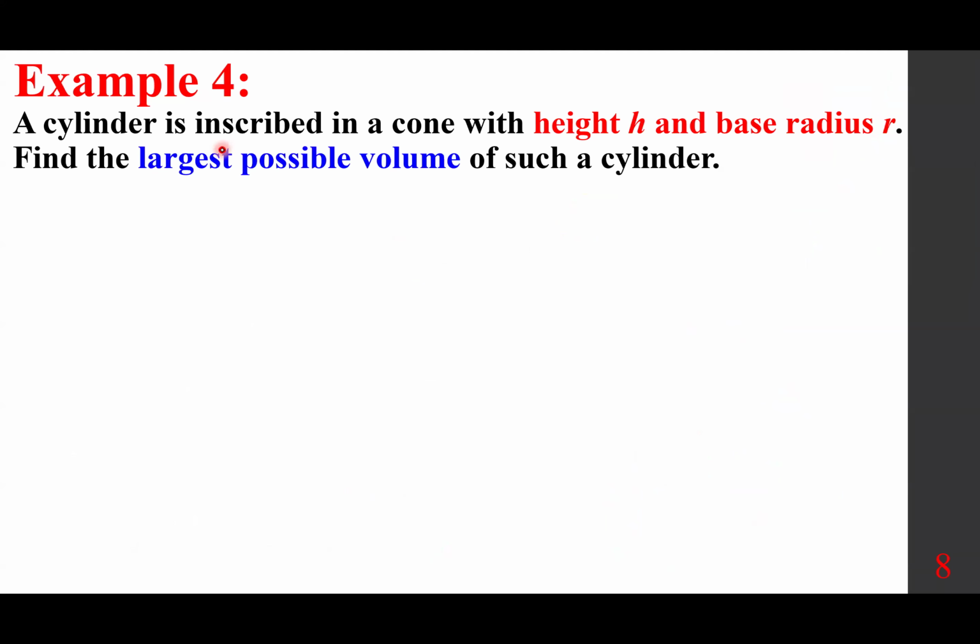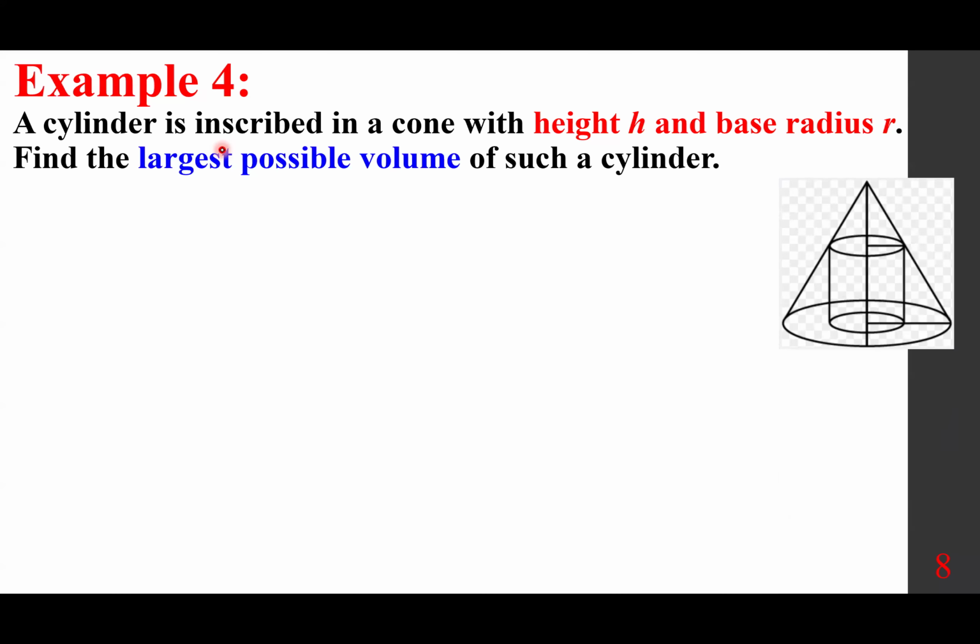A cylinder is inscribed in a cone with a height h and a base radius r. Find the largest possible volume of such a cylinder. First and foremost, this may or may not be given to you. If it's not given to you, you have to come up with the drawing. You should know the shape of a cone. You should know the shape of a cylinder, and it's inside this. It's inscribed in a cone, and the cone has a height h and radius r. Those are fixed and we can't change them.